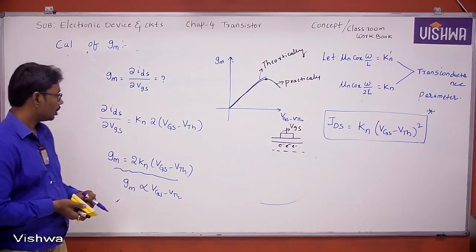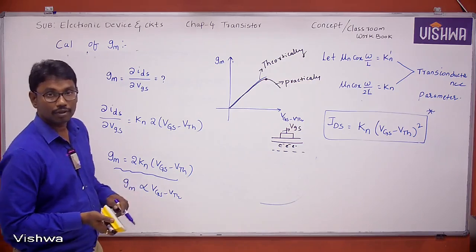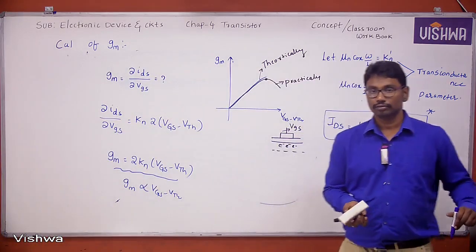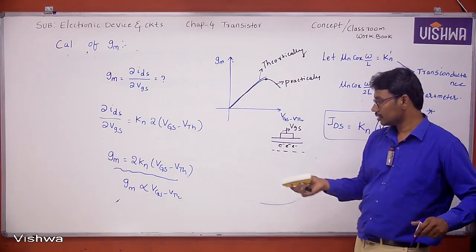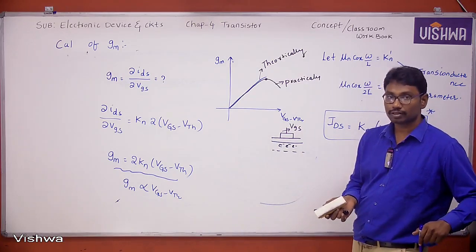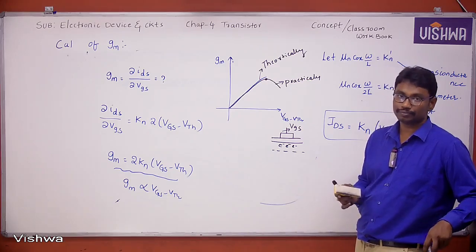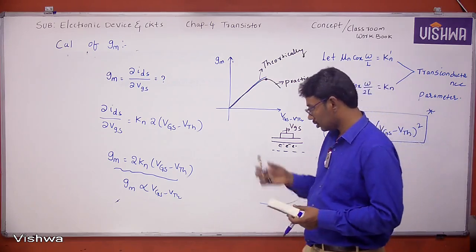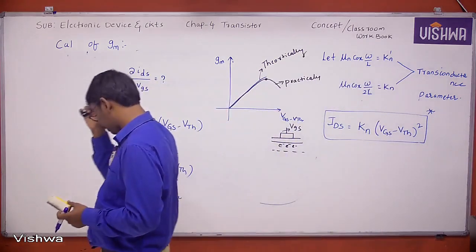Write down: therefore, the transconductance linearly increases with VGS, in brackets, theoretically. Next, write down note.